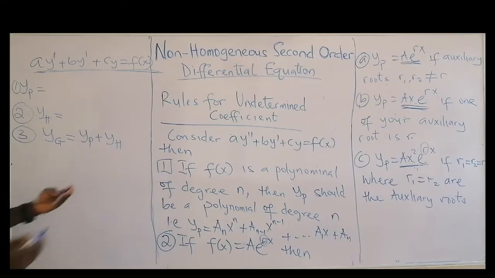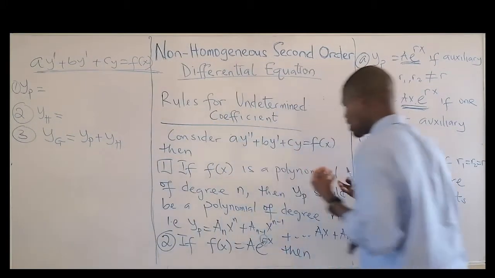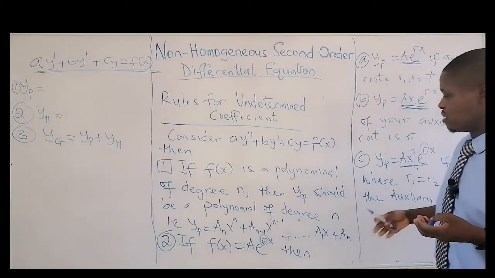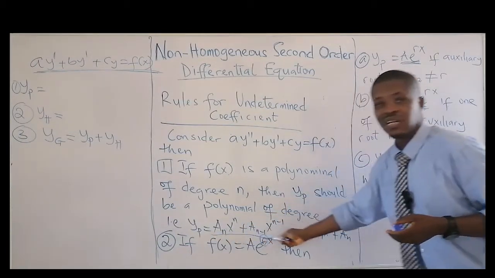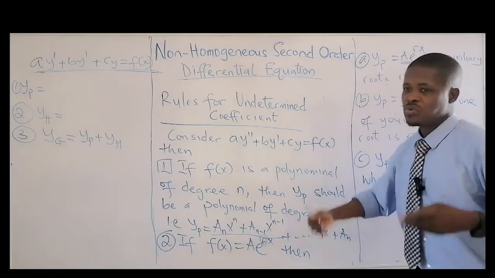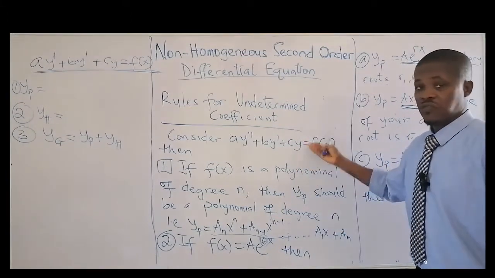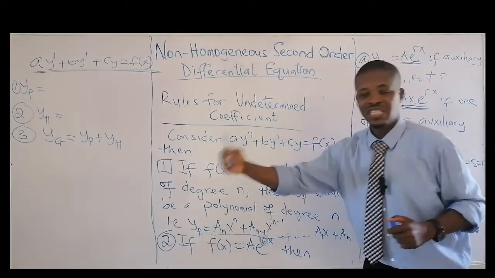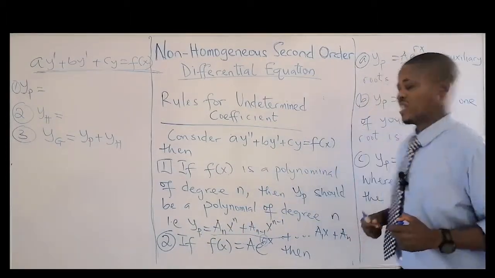So what we are saying is that if your f of x is a polynomial, then your yp will be written in the form of that polynomial. What we mean is that imagine your f of x could be quadratic in nature, then your yp also will be written in that form. And that's what we mean by that.